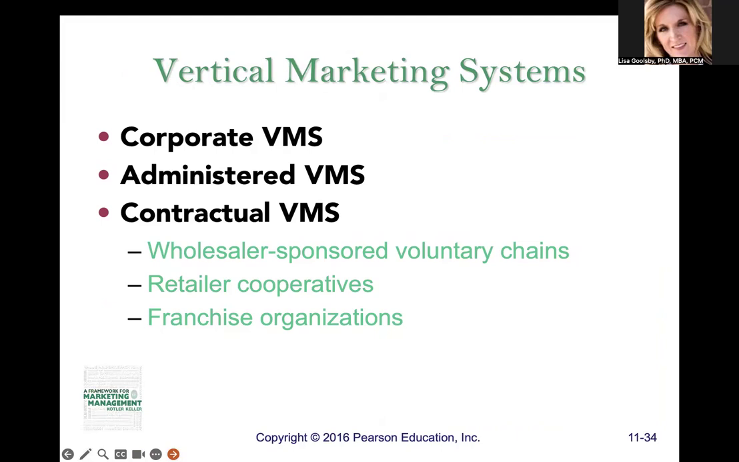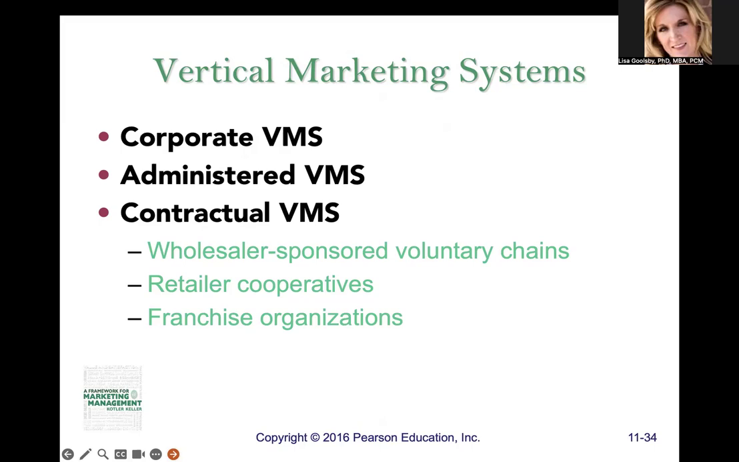So looking at vertical systems, let's take a look at a few of them. If you had a corporate vertical marketing system, you would have single ownership. That would be an example of Apple. They own and manufacture the product and they sell it through their stores. If you had an administered VMS, that would be Walmart. They're selling a lot of different products. They sell all different things to end user consumers.